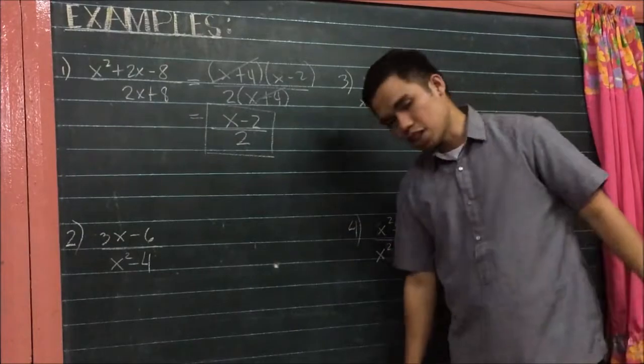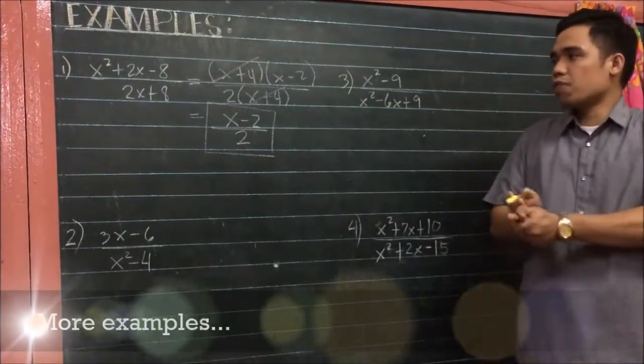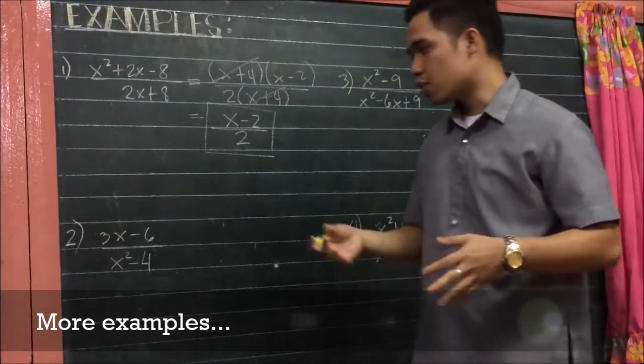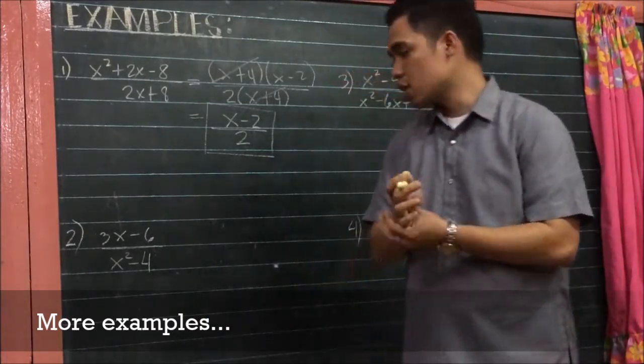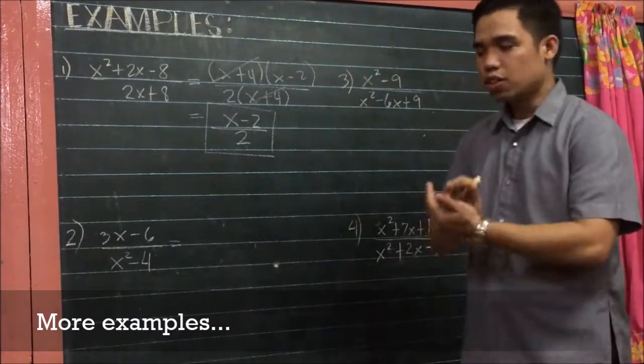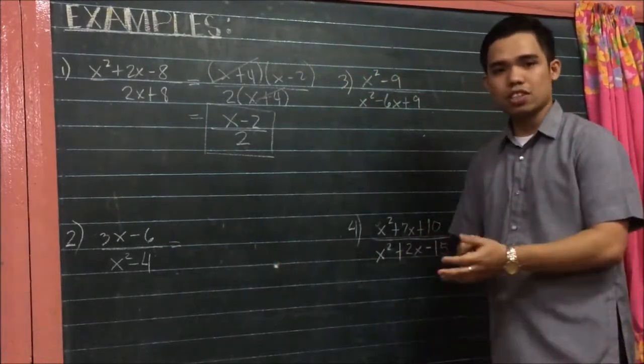Now for the second one, let's answer this together. For the first one, it's intended for me to show you how to do it. And for the second one, we are going to do this together. So try to solve it on your notes. What's the factored form of this?